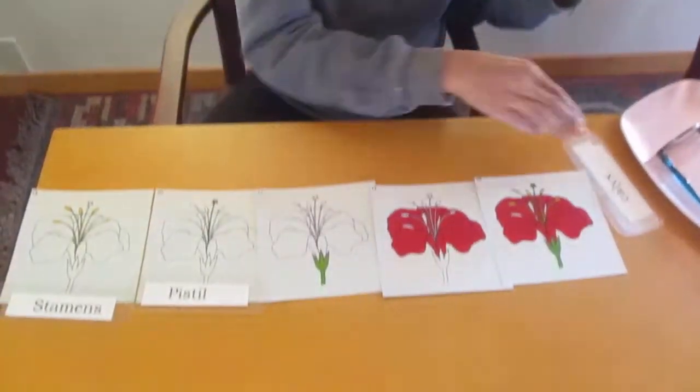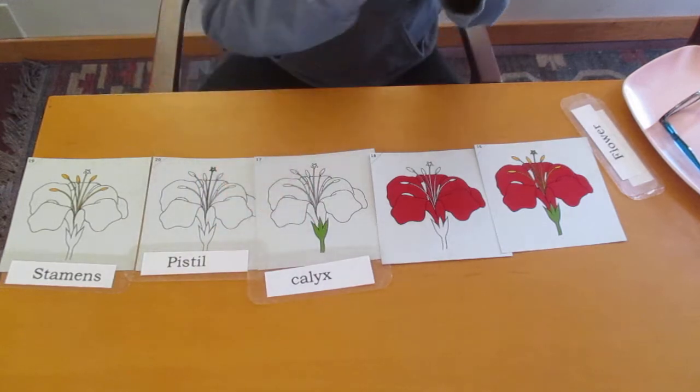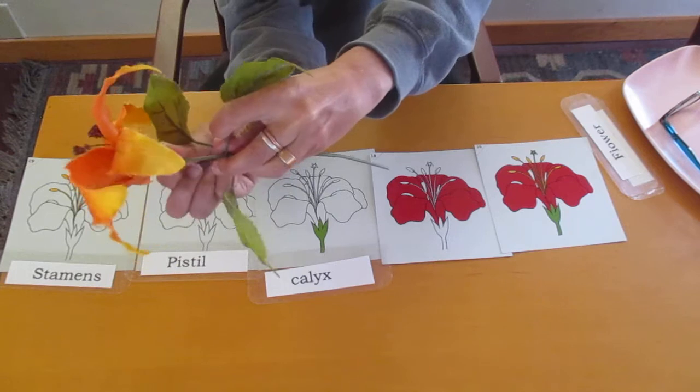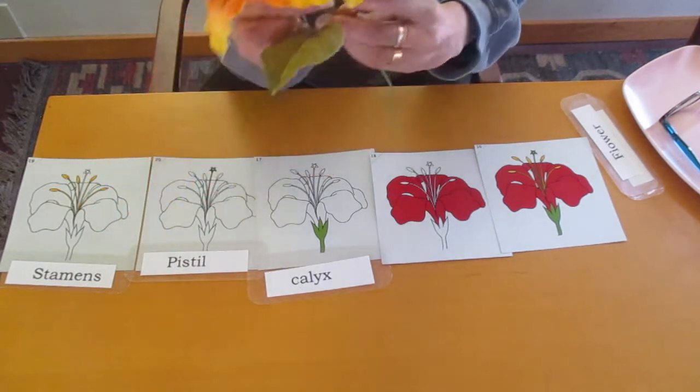This part here is called the calyx. And the calyx is this part here of the flower, and that is where the seed or the fruit would be.